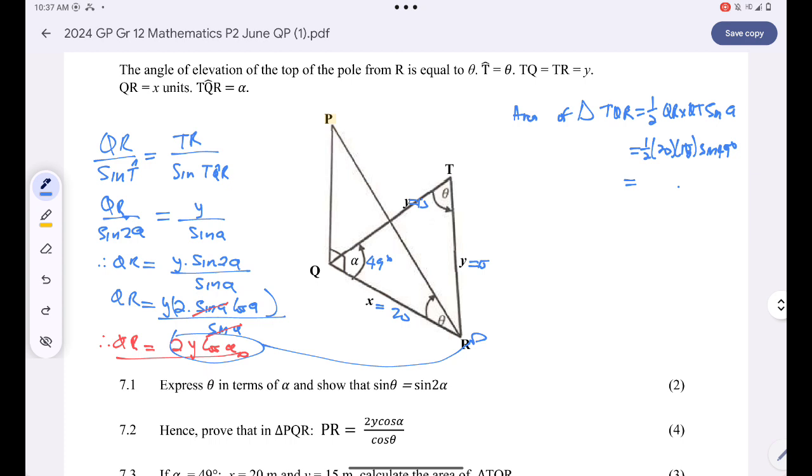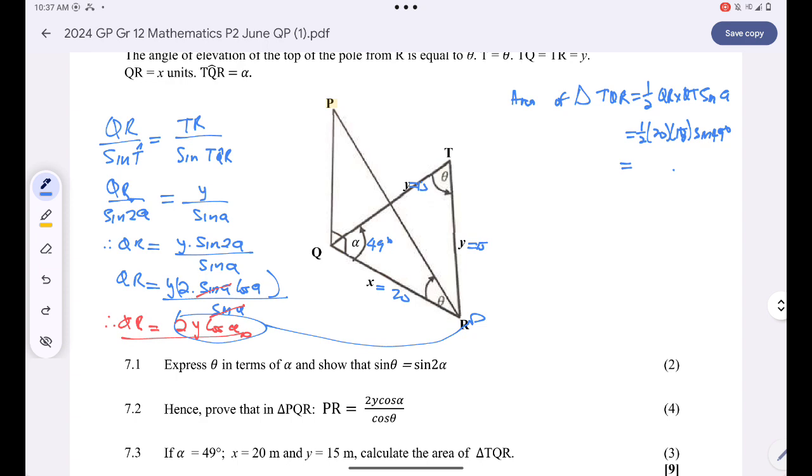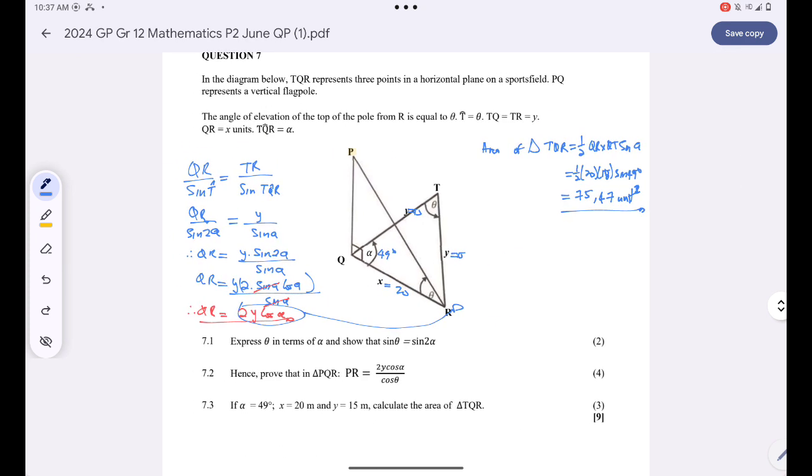Let me punch my precious calculator. I simply have 1 over 2 multiplied by 20 multiplied by 15 multiplied by the sine of 49 degrees. So this will basically give me an area of 75.47 units squared. That's how, guys, we're supposed to deal with this question over there.